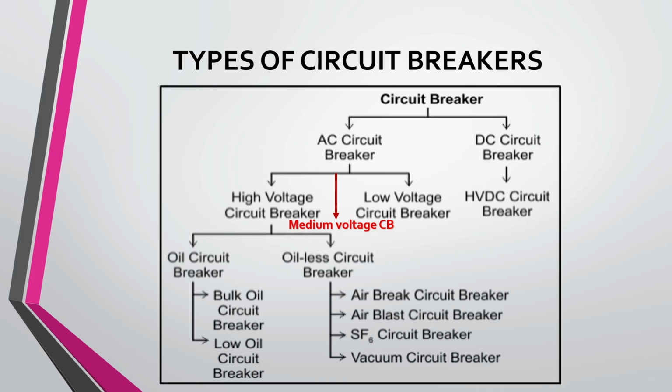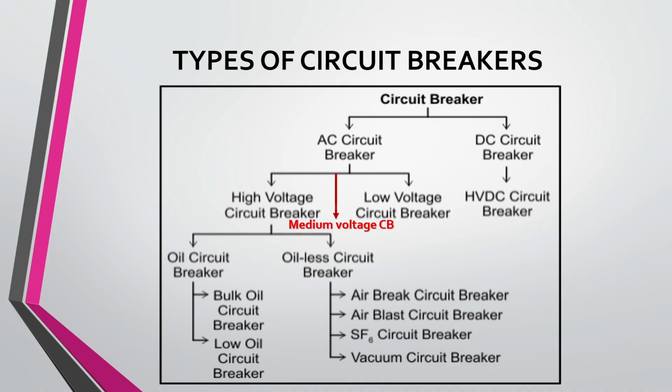If we classify high voltage circuit breakers further, they fall into two categories: oil circuit breaker and oilless circuit breaker. If we classify oil circuit breakers further, they are primarily of two types: bulk oil circuit breaker and low oil circuit breaker, sometimes also called minimum oil circuit breaker, MOCB. Bulk oil circuit breaker is called BOCB in short.